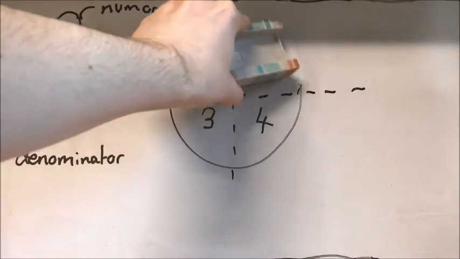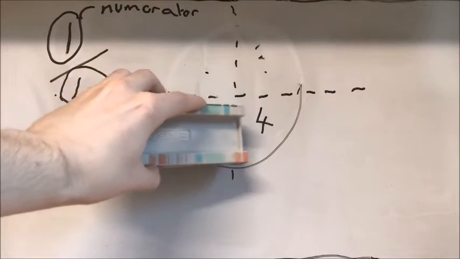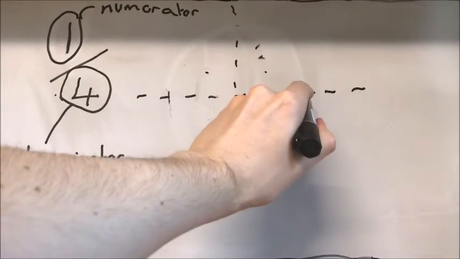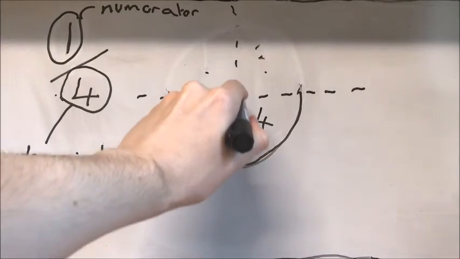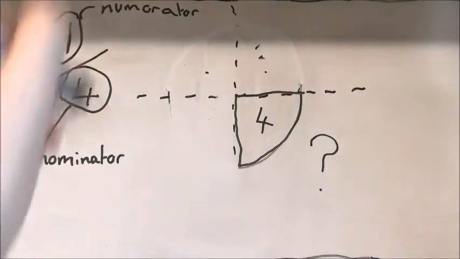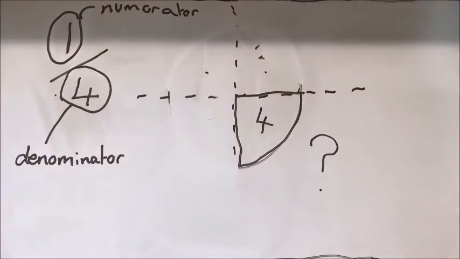So I'm now going to give you an example. If I take away 3 sections of this cake, how would you write that on your board? I'm going to give you a couple of seconds to work this out, and then I'm going to come back and I'm going to show you the answer.